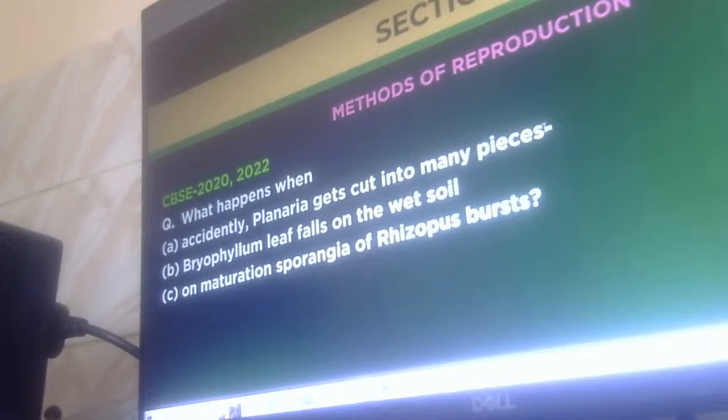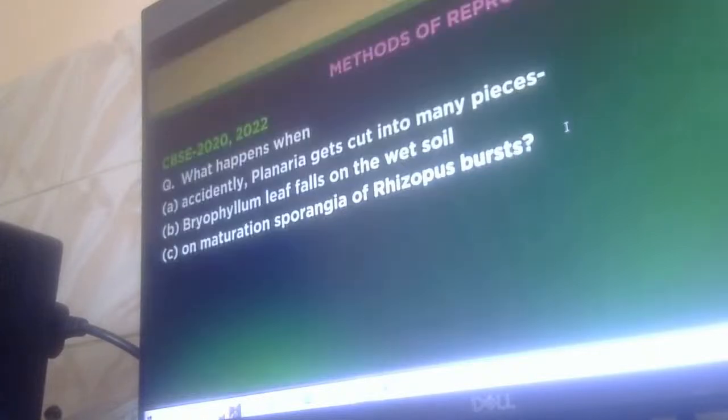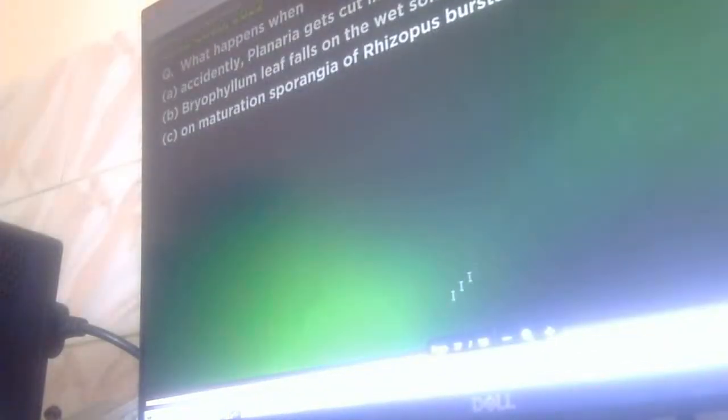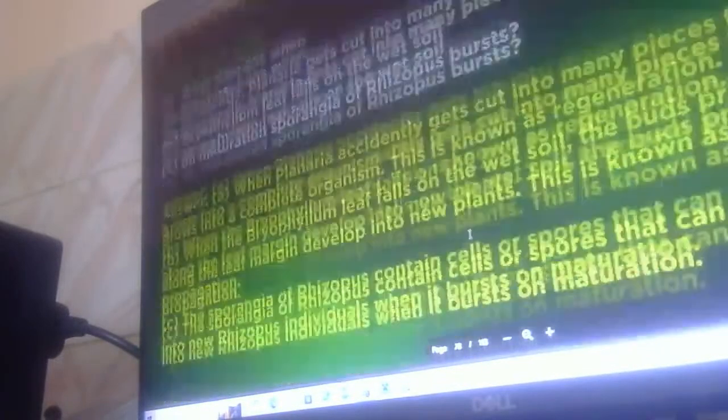Bryophyllum leaves fall on wet soil, and by this process each leaf grows into another plant. When the sporangium of Rhizopus bursts, the spores form mold. That is hyphae, sporangiophore, sporangia, and spores.